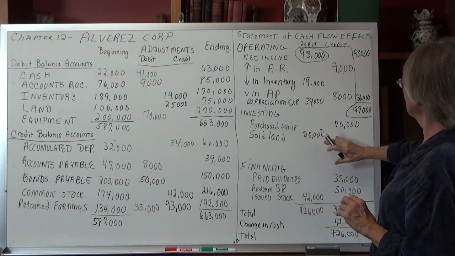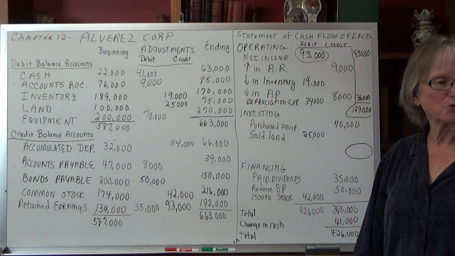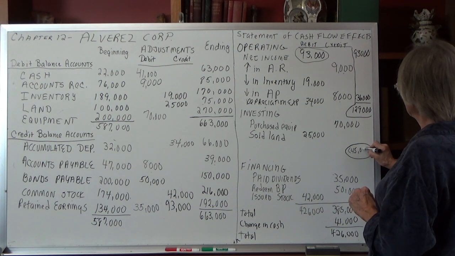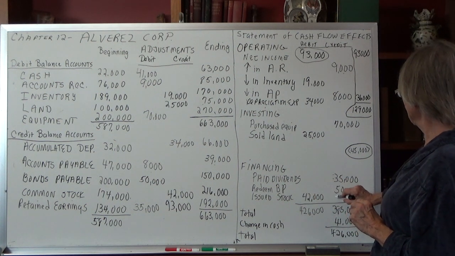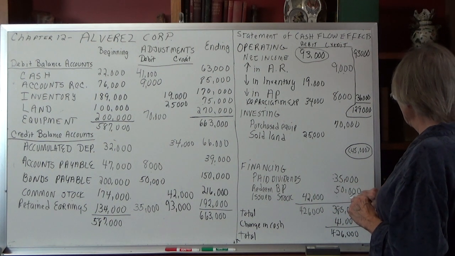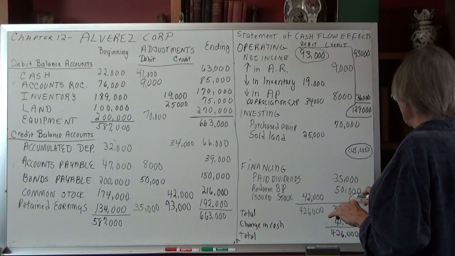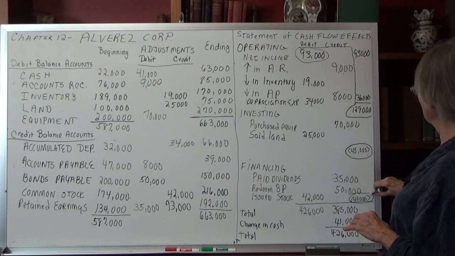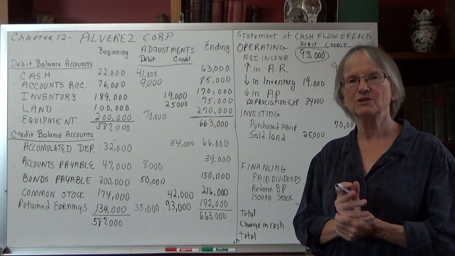For the investing, you just go 25 minus 70, and you would get a total of cash used by investing activities of 45,000, that would be negative. And then you'd go plus 42 minus 35 minus 50, and you would get your total for the financing activities, used by financing activities of negative 43. Okay, when you add this number and this number, you should get the change in cash. And that's how you know you did it right.